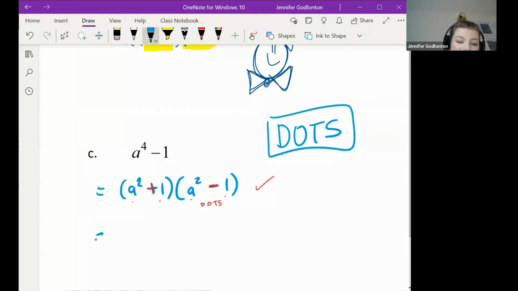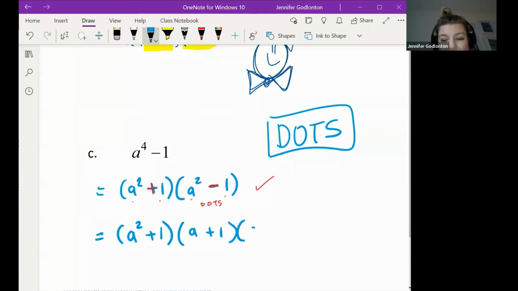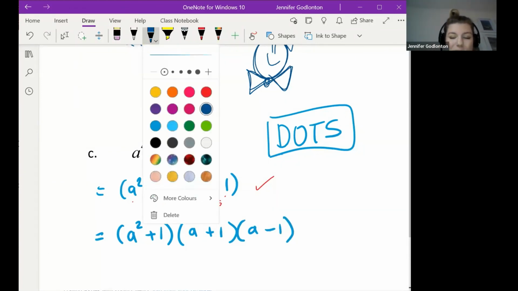So I keep my first bracket exactly the same. And then I do difference of two squares with my second bracket. So I have a plus 1, a minus 1. That's what my second bracket turns into.